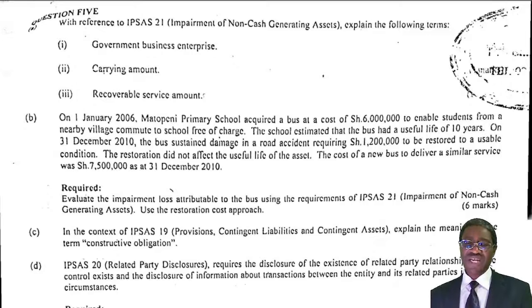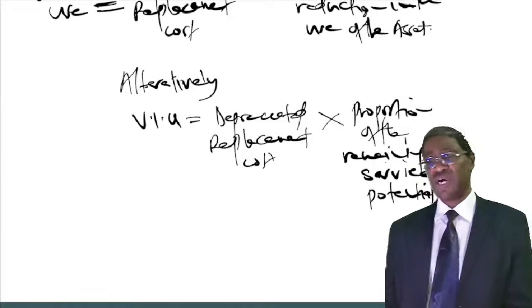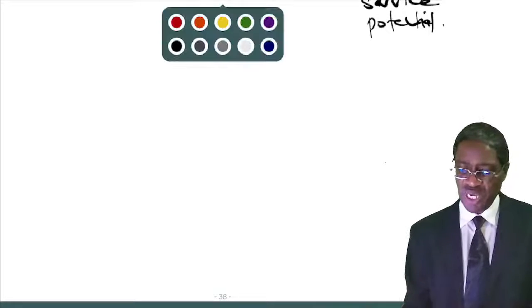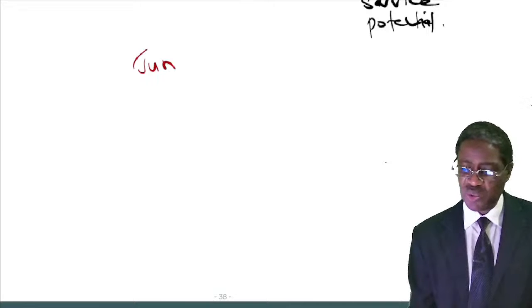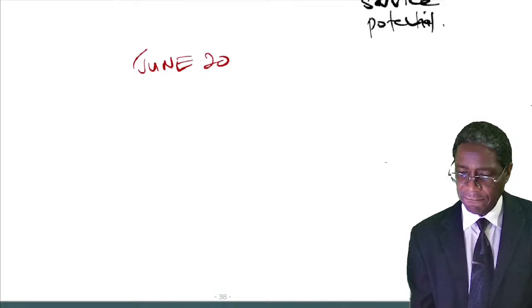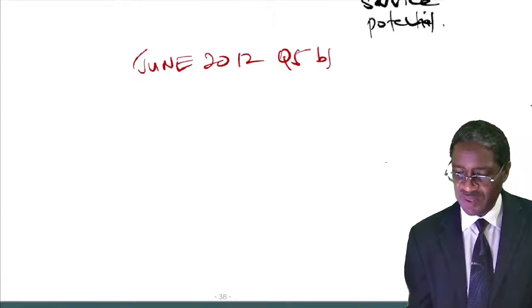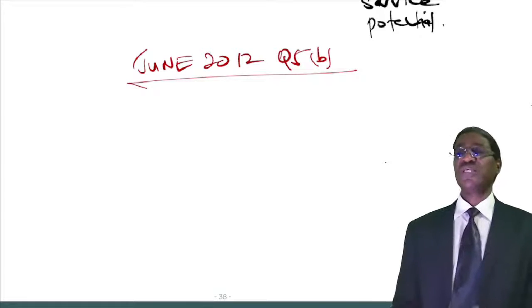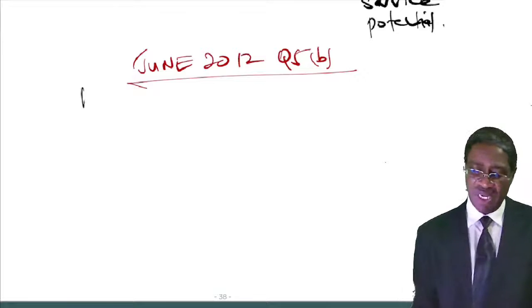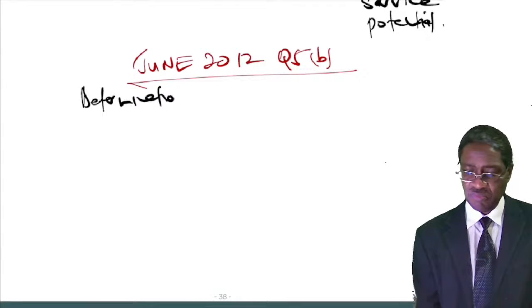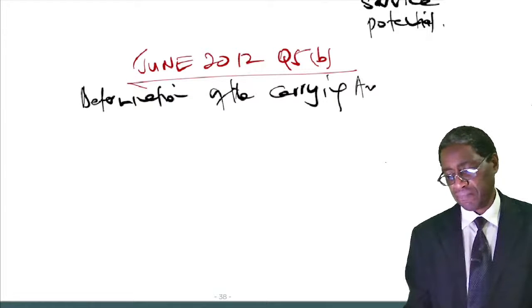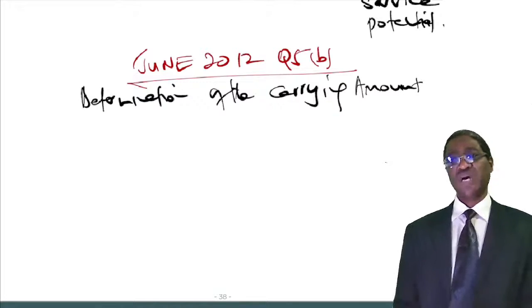So with that, let's first compute the carrying amount of the asset. Good. So we are doing a question of June 2012, question 5B. Let's first calculate what we are calling the carrying amount. Write: determination of the carrying amount.